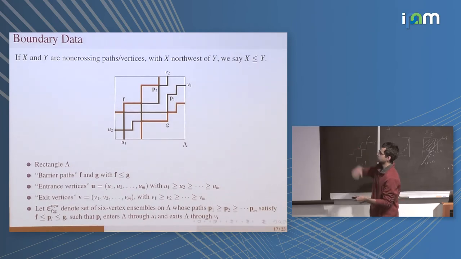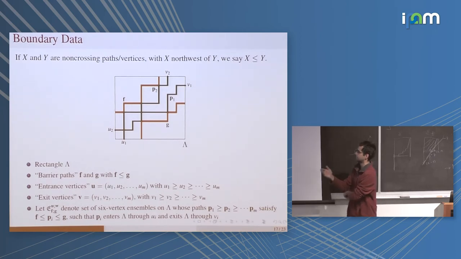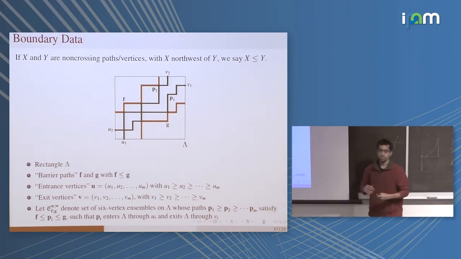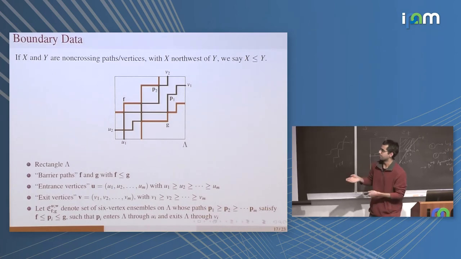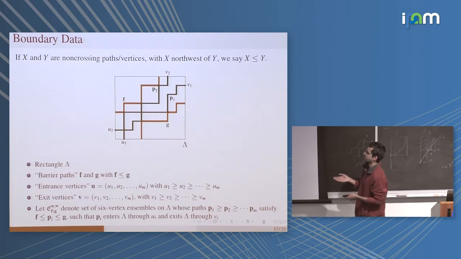So this is just notation. I'm setting up this boundary data for these ensembles, and I'll let this fancy E of f, g, u, v, because that's a mouthful, where u and v denote the entrance and exit paths for the ensemble, and f and g denote barriers. So this is going to denote the set of six vertex ensembles on this rectangle whose paths enter and exit at these u's and v's. So like, p1 enters at u1 and exits at v1, and p2 enters at u2 and exits at v2.